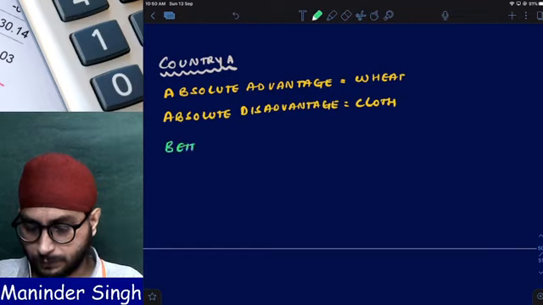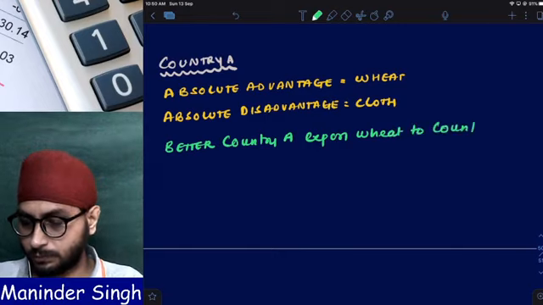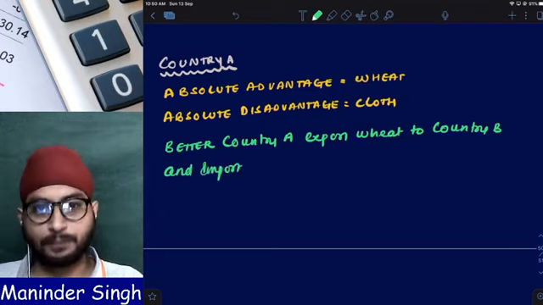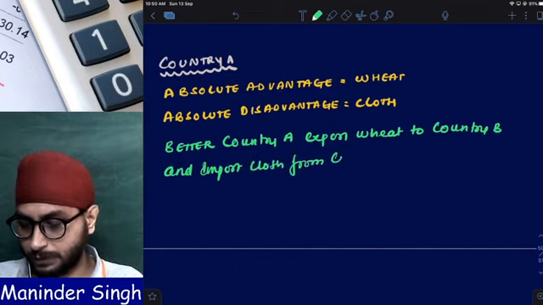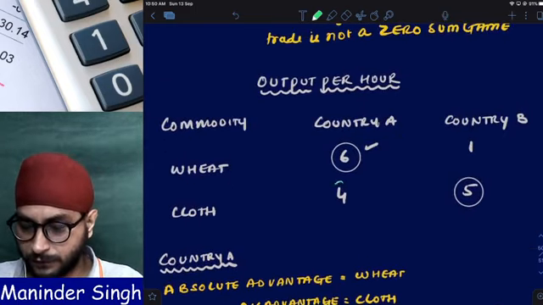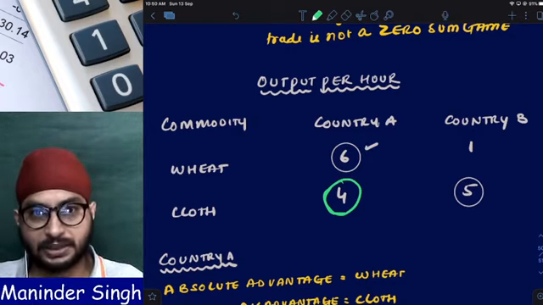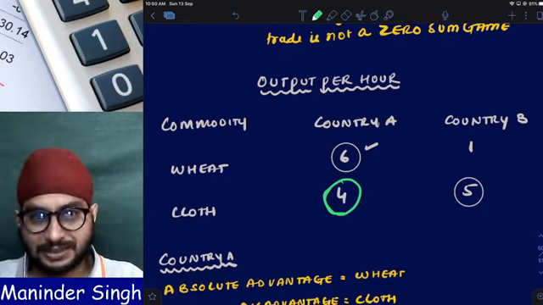Country A better export wheat to country B and import what? Import cloth from country B. Correct or not? Why should I waste my time in manufacturing cloth when I know that I am less efficient than country B?